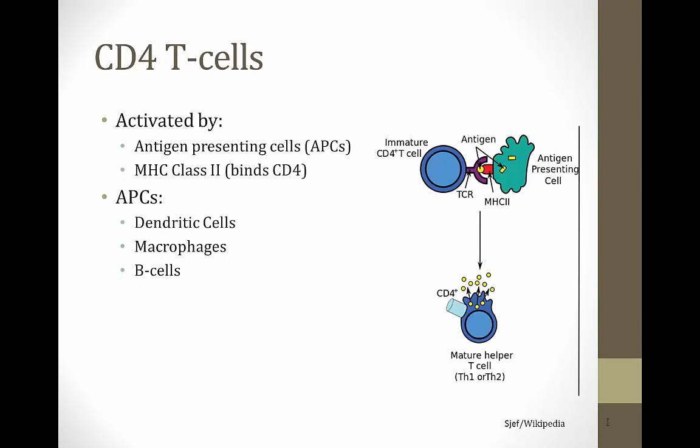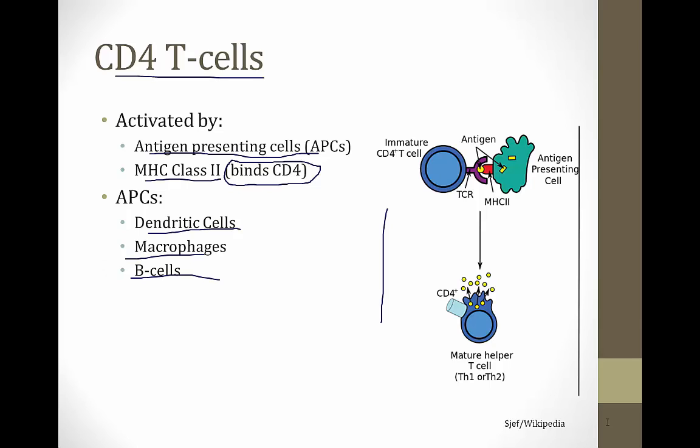So let's start by talking about CD4 T cells, and these T cells can be activated by antigen-presenting cells that possess MHC class II on their surface. We'll talk about MHC class II on the next slide, but it binds to the CD4 on the T cell. And the three types of cells that present antigen to CD4 T cells are dendritic cells and macrophages and B cells, and this is a little depiction of it right here.